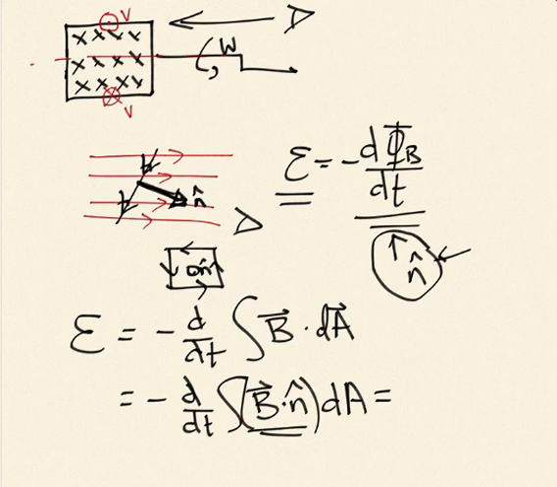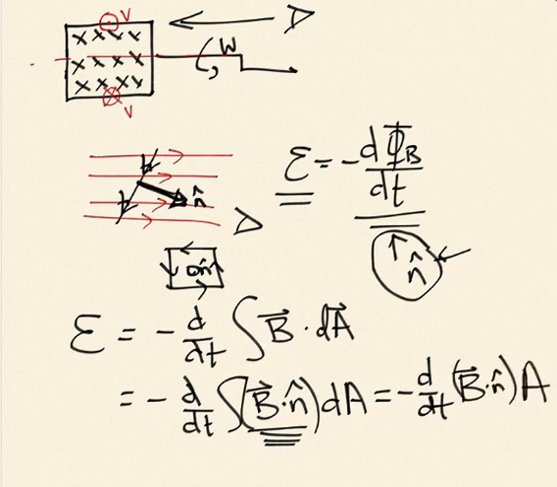But if I'm doing this integral over the area, the normal vector always points in the same direction everywhere on the surface, because I picked a planar surface. So this is constant over the area, not constant in time, and I can pull it out of the integral. I get negative d dt of B dot n times A.